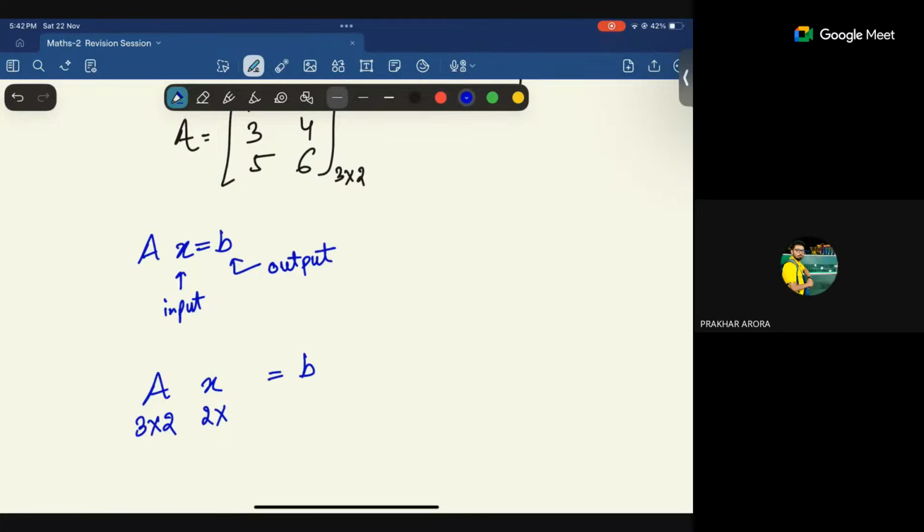Okay, when this number is 2. Okay, this first thing is clear. Now we know that x is a vector. Okay, x is a vector, so anyway this size is going to be 1 only.